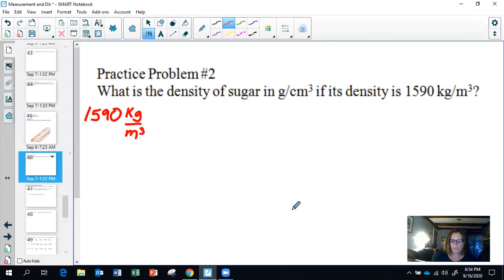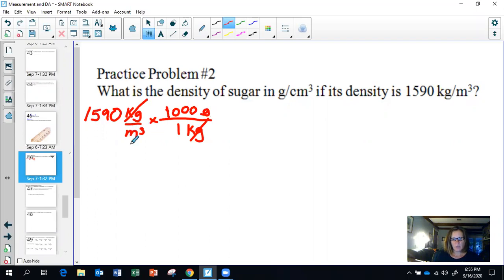Now please pause this video and go ahead and convert your numerator to grams. What conversion factor can you use to go from kilograms to grams? Once you've converted your numerator and canceled your units, we're ready to work with the denominator.